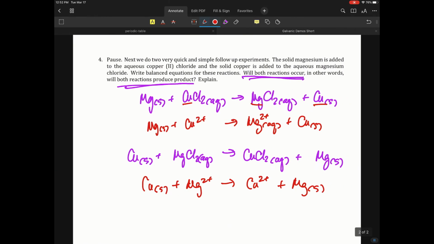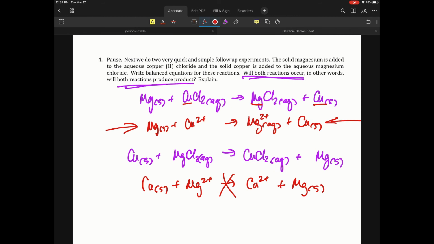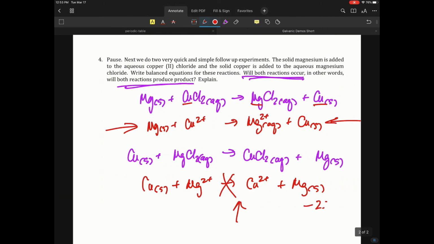So Cu2+ and Mg solid: this reaction will occur as written. This one will not. This one will require the input of approximately 2.72 volts, because it's the opposite. It will require the input of 2.72 volts in order to occur. Does that make sense? That's the meaning of something having a positive E naught value versus a negative E naught value.